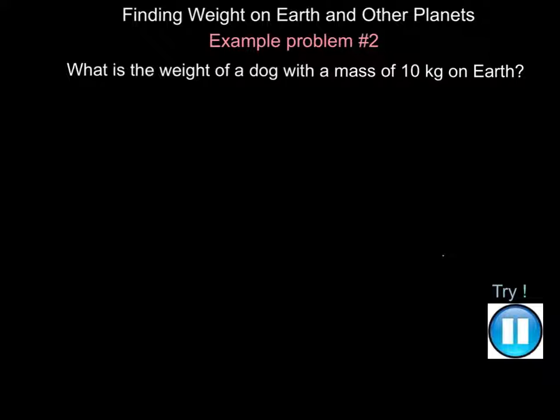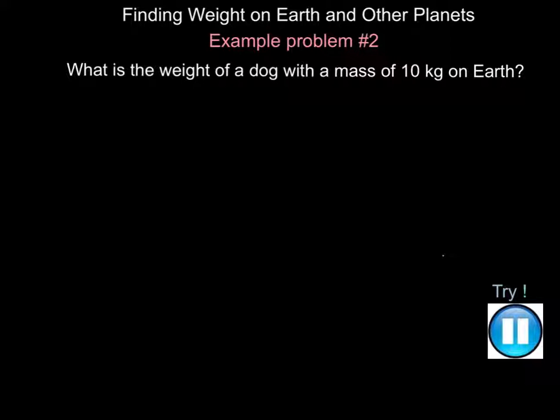Next, we're going to see how we can solve this example problem. What is the weight of a dog with a mass of 10 kilograms on Earth? What I would like you to do is pause the video and try it in your notes and see what happens. Okay, good. I'm glad you tried that. Now I'm going to show you how to solve it, and you can check your notes to see if you did it right, and then correct your notes if you made any mistakes.